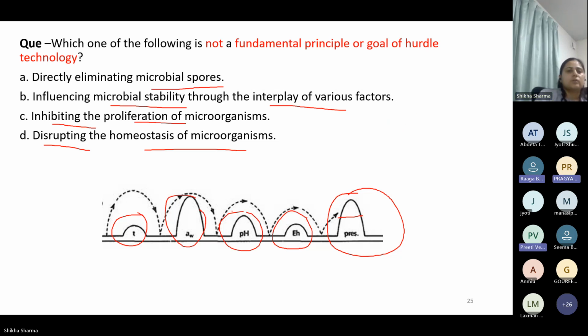A. Option A. Ma'am. A, ma'am. Option A. Option A, ma'am.